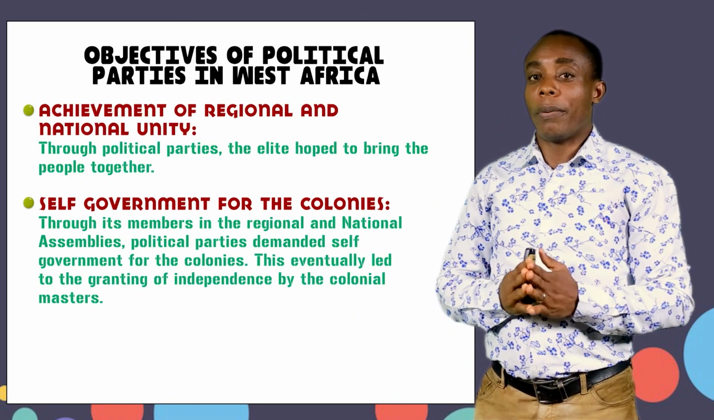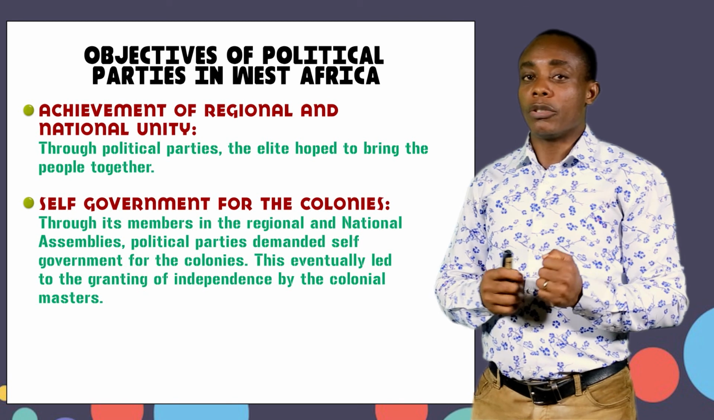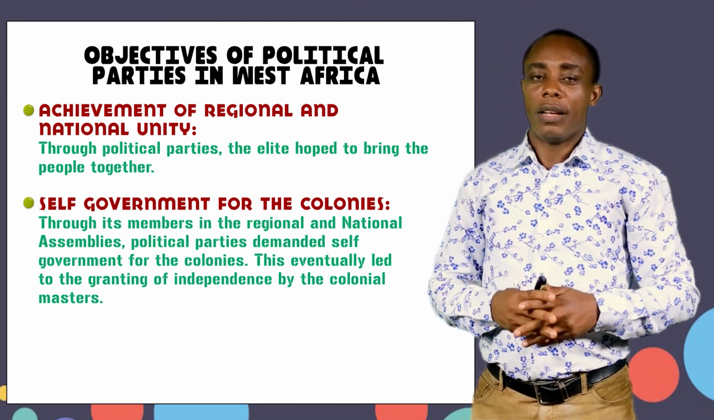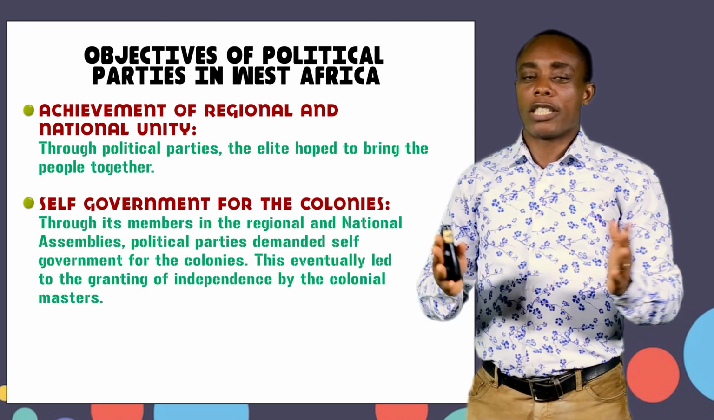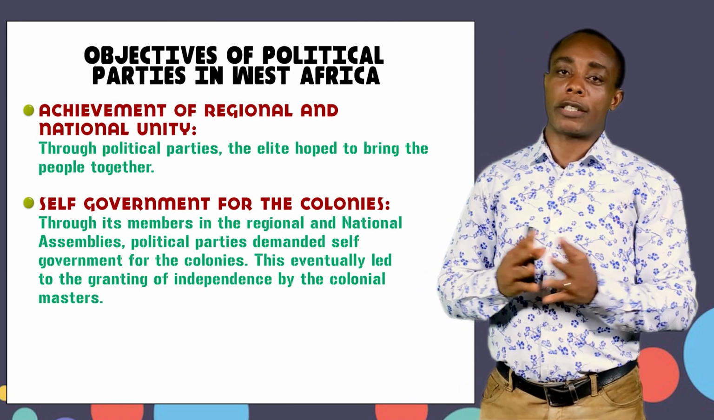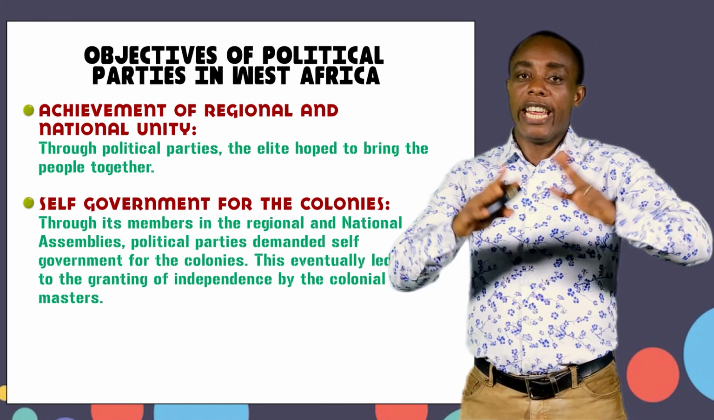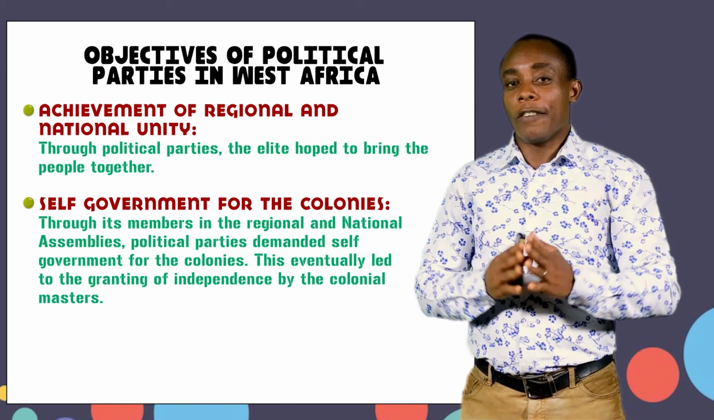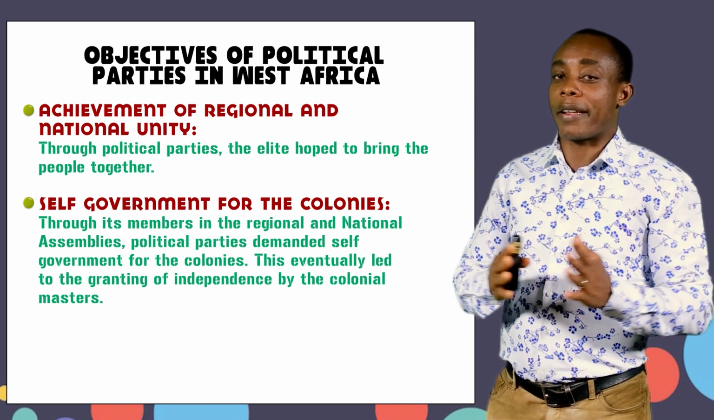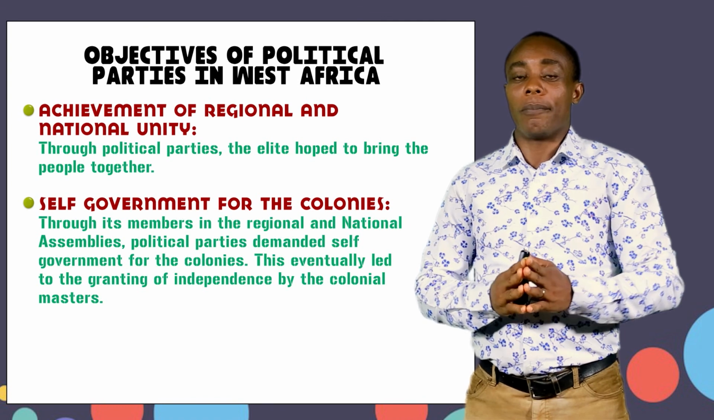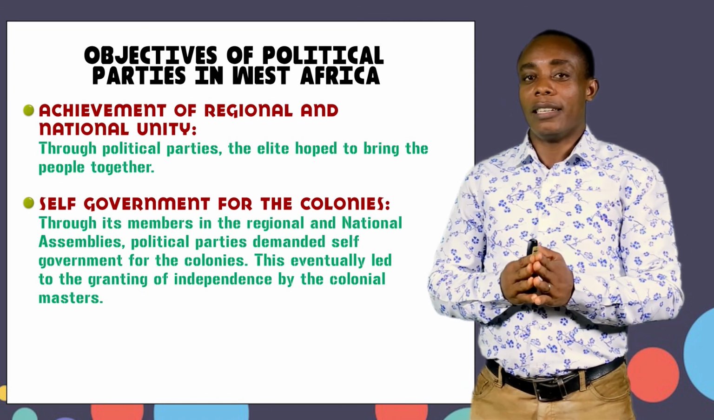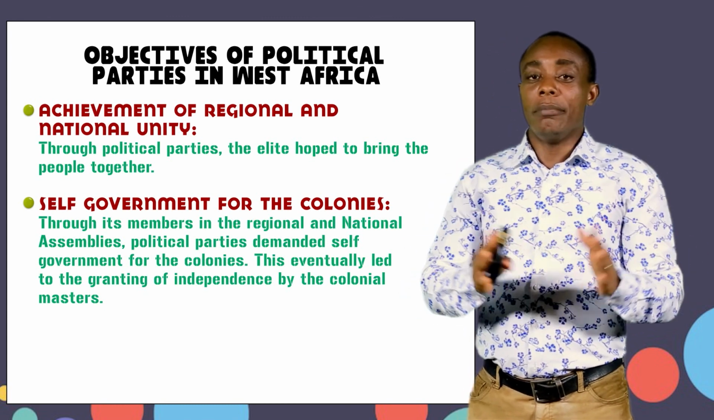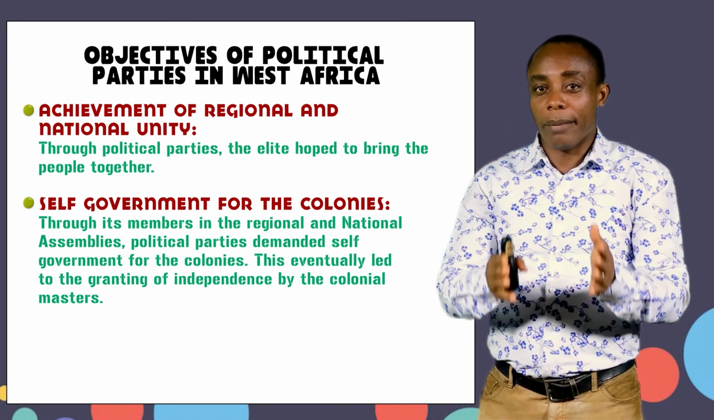Thirdly, political parties and associations were formed to achieve regional and national unity in West Africa. Like you see in West Africa, there was the formation of the National Congress of British West Africa. This association aimed to bring the people together. In French West Africa, there was also the formation of the Rassemblement Démocratique Africain. This political platform aimed at bringing the people together, that is unity. These political parties that were formed at this period aimed at uniting the people or bringing them together.